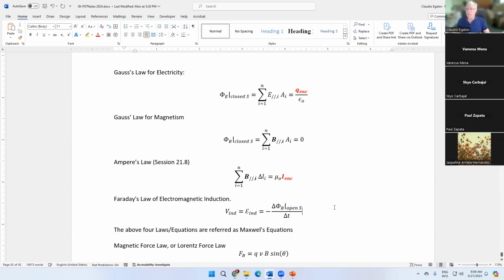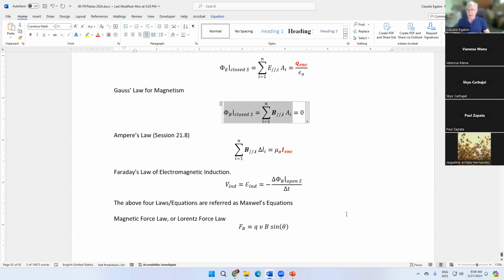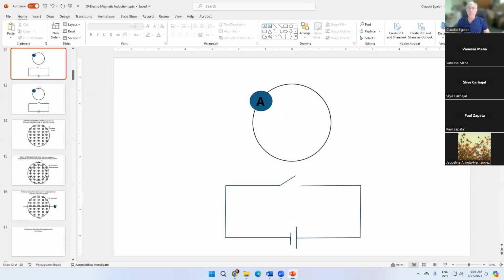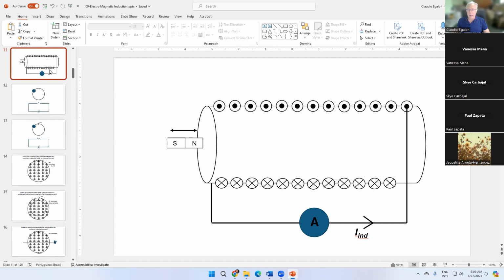Open surface. At this point, you should already know how to calculate the flux, either electric or magnetic, through any surface, open or closed. So that's the important difference between this magnetic flux and this other magnetic flux that you see here. And finally, we have this magnetic force law.